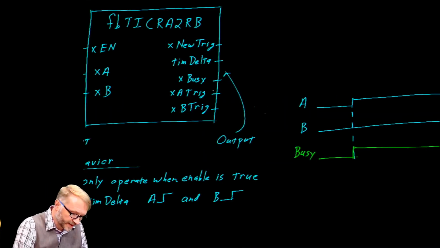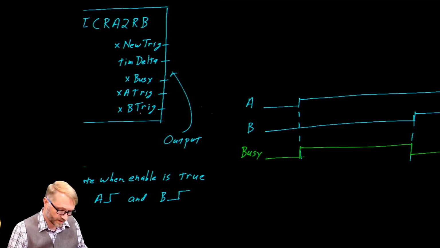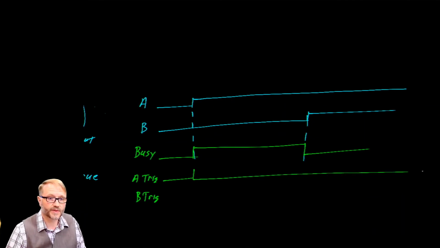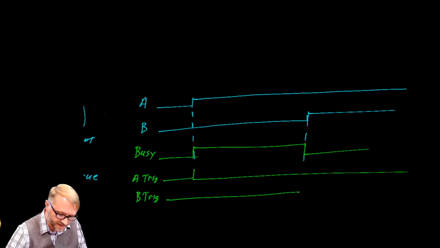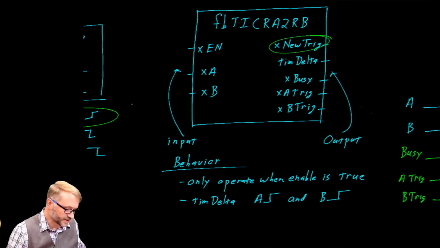We have outputs A trig and B trig. A trig will just be a pulse that coincides with the rising edge of A, and we'll let B trig be a pulse that corresponds with the rising edge of B. We have this output called new trig.